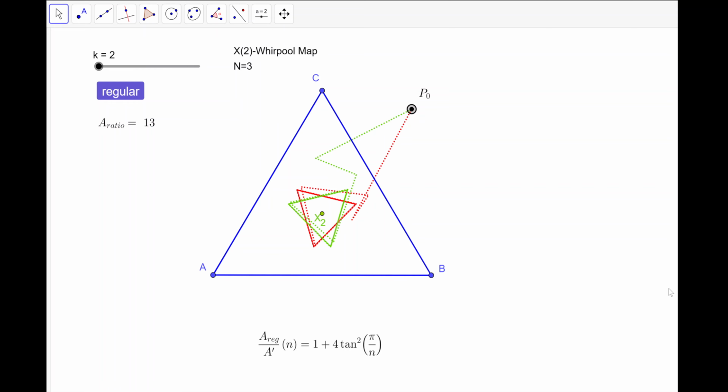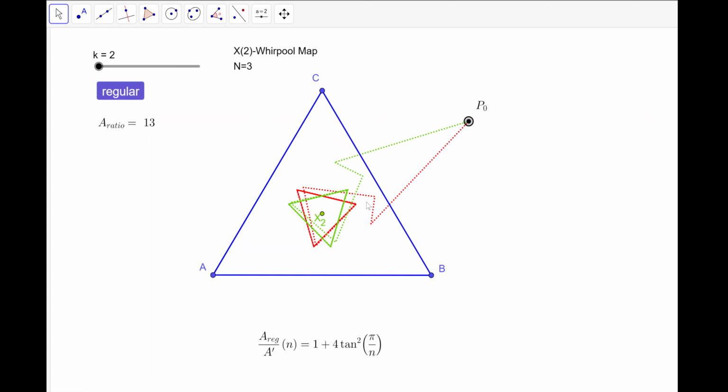Okay, so we're back here talking about the barycentric or X2 whirlpool map. I'm starting from a point P0, and I'm going to be running this map upon a triangle ABC, so it's n equals 3. And as I run the iterations of this map, as we explained in the previous videos, you end up getting two terminal triangles, okay?